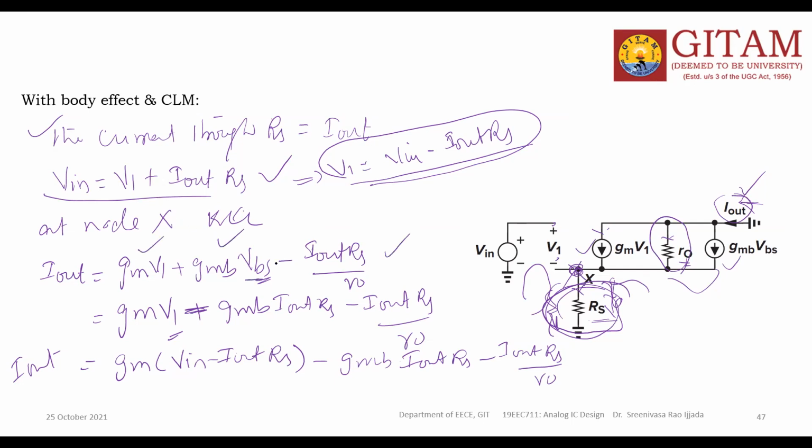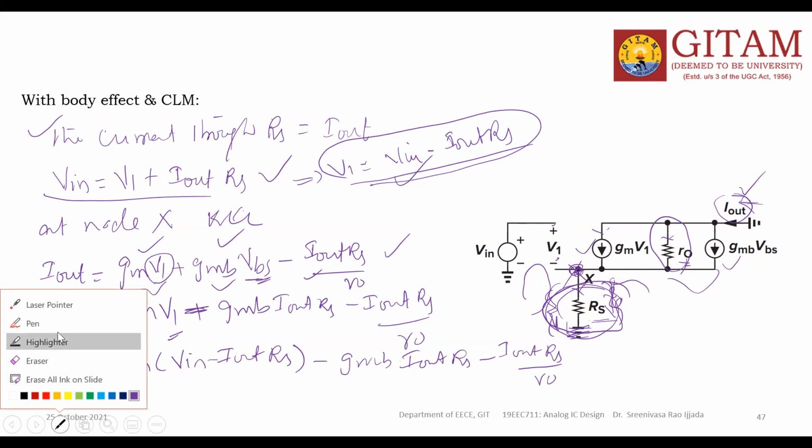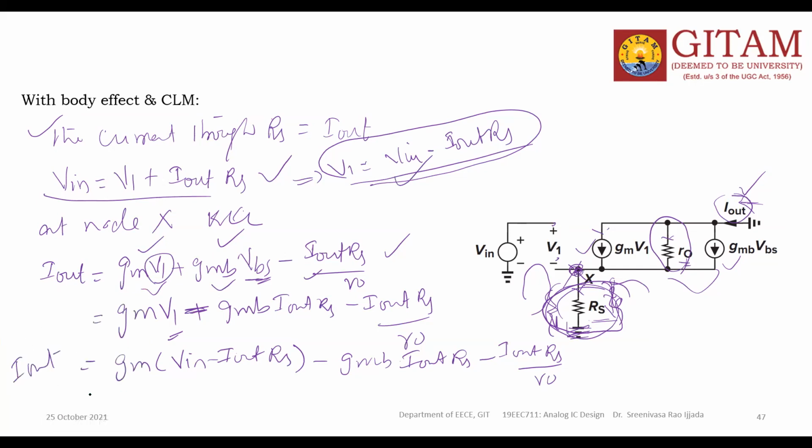What is the VBS? Voltage drop across the body and the source. Same voltage once again, same voltage across the Rs. VBS means voltage drop across source and body. Body is grounded, source is connected to X. So those are the three terms you got here. Substitute the V1 value from this equation and the VBS value, the same drop across Rs. So substitute here, same thing.